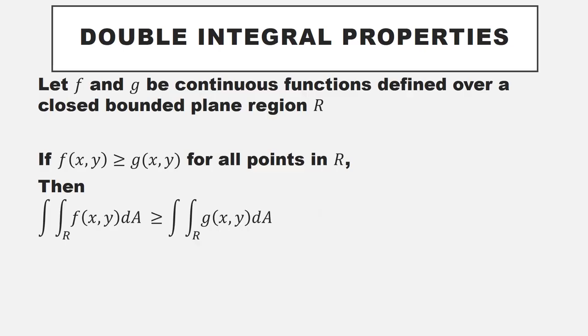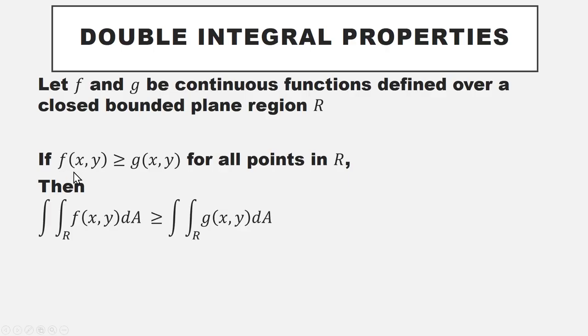Also, if I have two functions and one of them is greater than or equal to the other for all points in the region, then the double integral over the region of f has to come out greater than or equal to the double integral over the region of g. And this is pretty obvious.